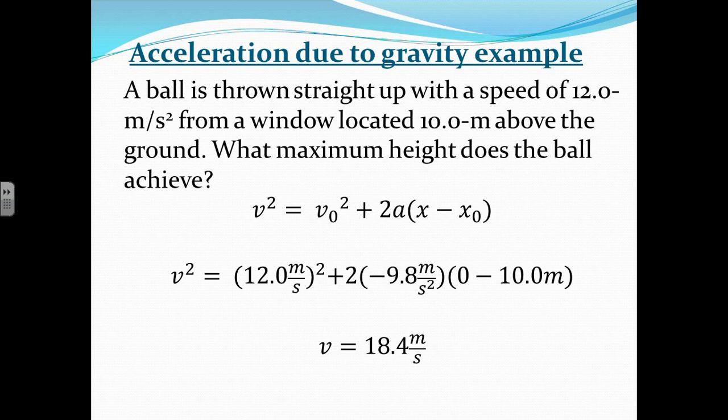And this is downwards. So you could say negative 18.4 meters per second. You could also say that the velocity is 18.4 meters per second downward. They both mean the same thing.